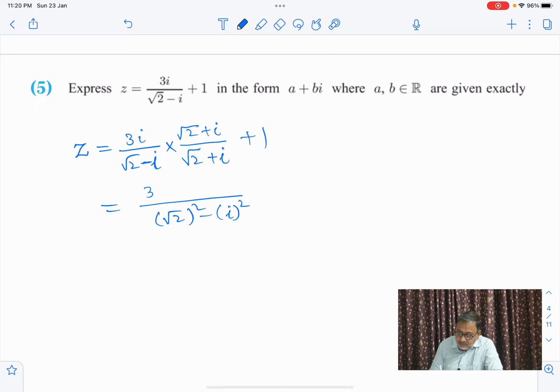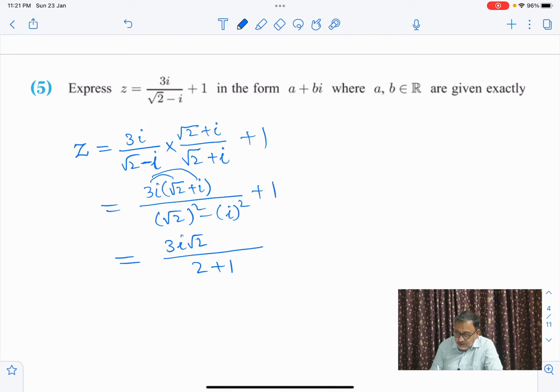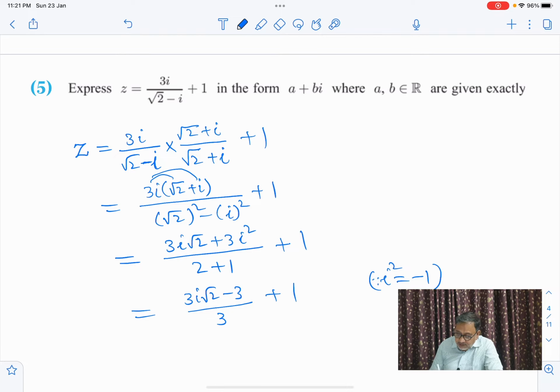Okay. And the numerator will be 3i into bracket root 2 plus i. Plus 1 I will keep separate. Now the denominator is 2 plus 1 because i square is minus 1. So minus of minus plus 1. In the numerator, we will open the bracket. So 3i root 2, like that I can write, plus 3i square, and plus 1 as it is. Now denominator is 3. My numerator is 3i root 2 minus 3, because i square will be negative 1, and plus 1 as it is.